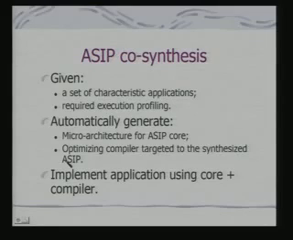Okay? So you are not just designing the architecture now, you are also designing the compiler, because if you do not have the compiler, you cannot really have your task executed on the target processor in an optimized fashion. So your co-synthesis problem is that of designing the architecture as well as designing the compiler. So implement the application using core and compiler.